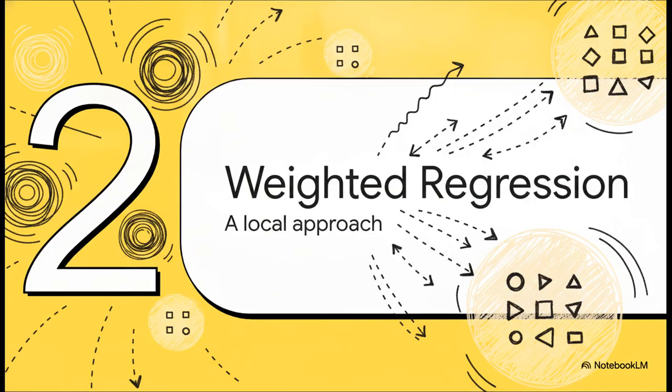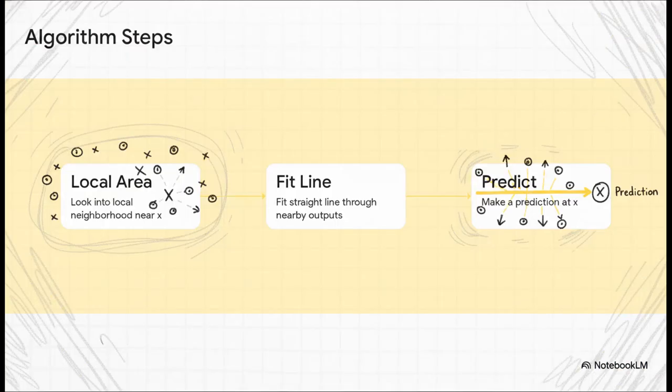Which brings us to Section 2, Locally Weighted Regression, a local approach. Enter the real star of today's explainer. Assuming you've got enough training data, Locally Weighted Linear Regression, or LWLR for short, takes standard linear regression and tweaks it to handle nonlinear data like an absolute champ. It uses this brilliantly simple three-step process to make a prediction for any specific query point. Step 1. Instead of looking at the entire ocean of data all at once, it zooms in on the local neighborhood, just the training examples sitting right near your query point. Step 2. It completely focuses on those close neighbors and fits a straight line right through them. And Step 3. It simply makes the prediction based on that localized line.